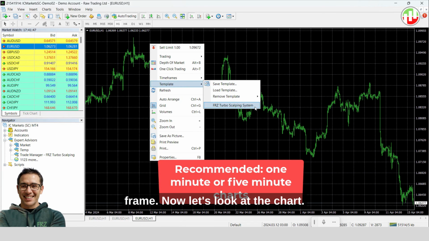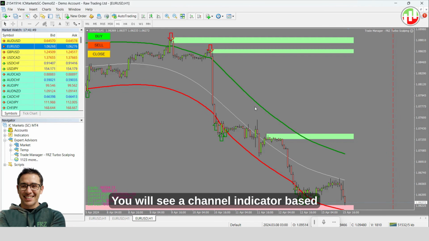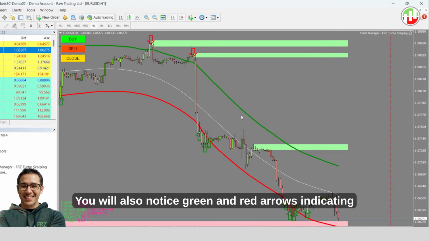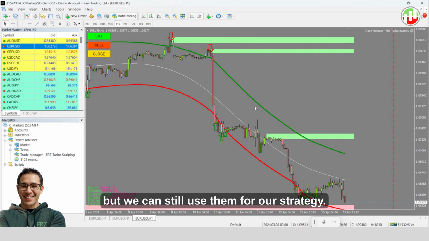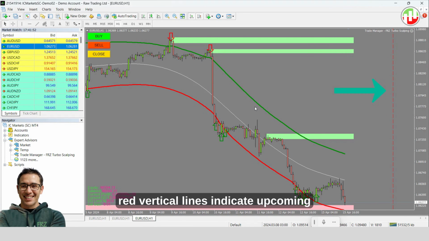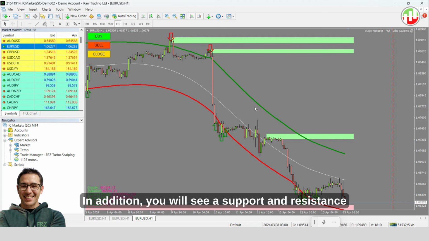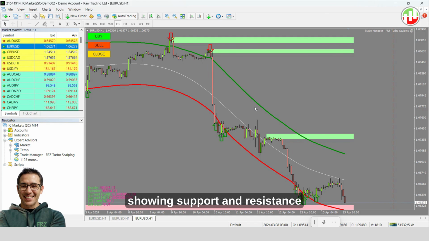Now let's look at the chart. You will see a channel indicator based on triangular moving averages. You will also notice green and red arrows indicating buy and sell opportunities. Please note that these arrows do repaint, but we can still use them for our strategy. Also, red vertical lines indicate upcoming high-impact news so that you can avoid trading during news times. In addition, you will see a support and resistance indicator showing support and resistance levels on the chart.